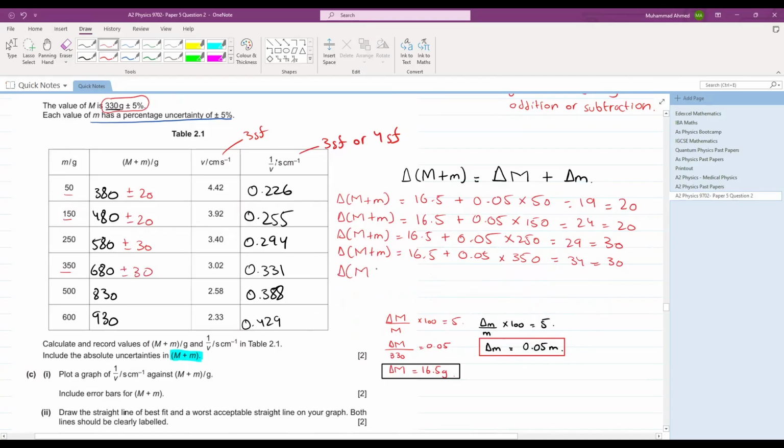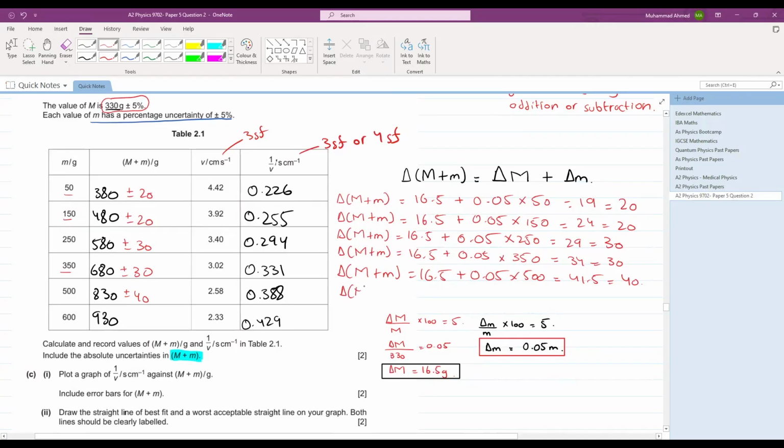Absolute uncertainty in capital M plus a small m is equal to what? 16.5 plus 0.05 into 500. What will your answer come out to be now? Thankfully, I haven't erased the sum in the calculator. This comes out to be 41.5, which is rounded off to 40 grams. Perfect. Let's do it for the last one.